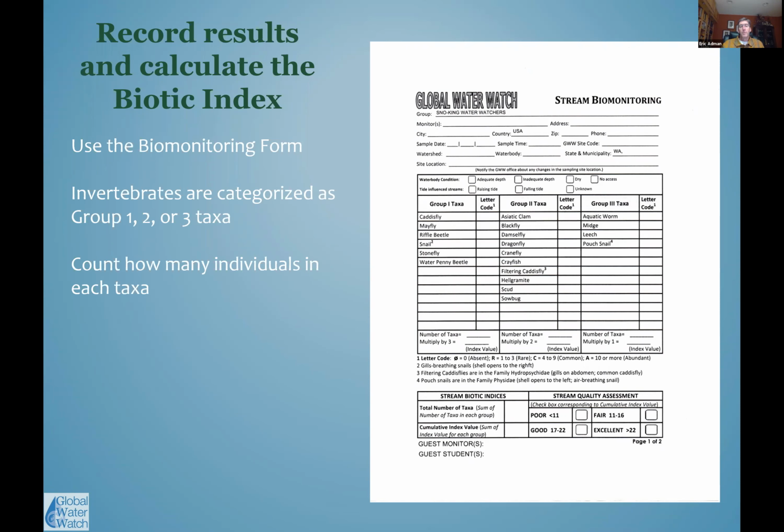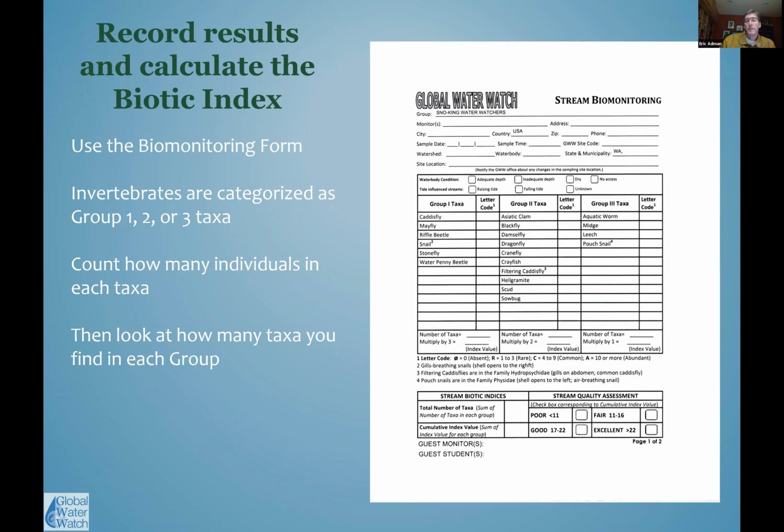So you're going to count how many individuals are in each taxa, but we're primarily concerned with how many taxa we find in each group. So for instance, on this form, group 1 is caddisfly, mayfly, riffle beetle, a particular type of snail, stoneflies. So if we found all those things, 1, 2, 3, 4, 5, 6, we would multiply that by 3 and get an index value of 18.